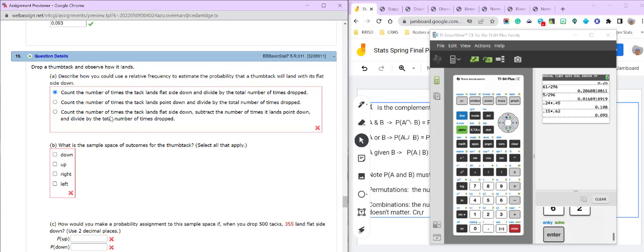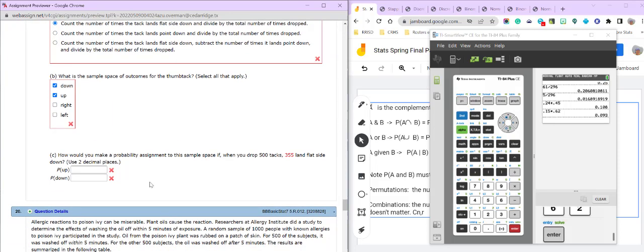And then, no, this one's too complicated. What is the sample space of outcomes for the thumbtack? Down and up? Not really left and right. How would you make a probability assignment for this sample? If when you drop 500 tacks, 355 land flat side down.